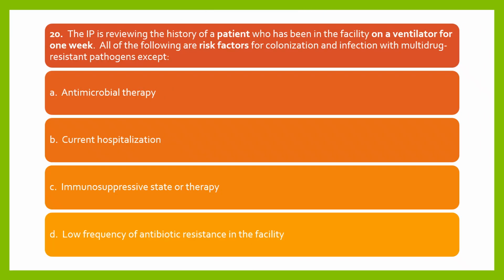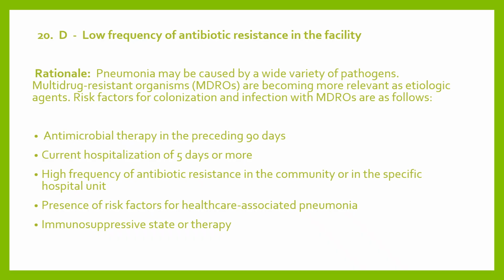Question 20. The IP is reviewing the history of a patient who has been in the facility on a ventilator for 1 week. All of the following are risk factors for colonization and infection with multi-drug resistant pathogens except A. Antimicrobial therapy, B. Current hospitalization, C. Immunosuppressive state or therapy, D. Low frequency of antibiotic resistance in the facility. The answer is D, low frequency of antibiotic resistance in the facility. Pneumonia may be caused by a wide variety of pathogens. Multi-drug resistant organisms, or MDROs, are becoming more relevant as etiologic agents.